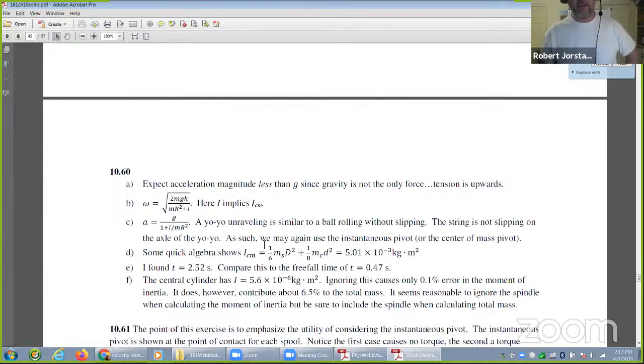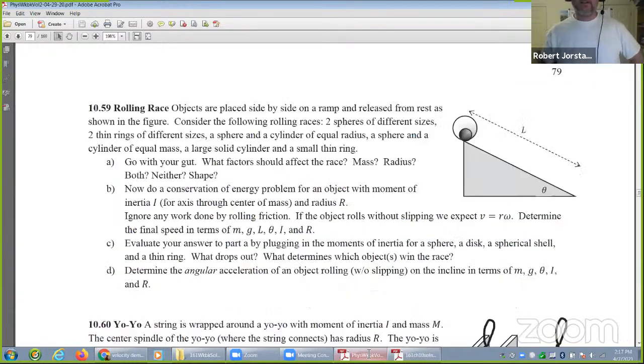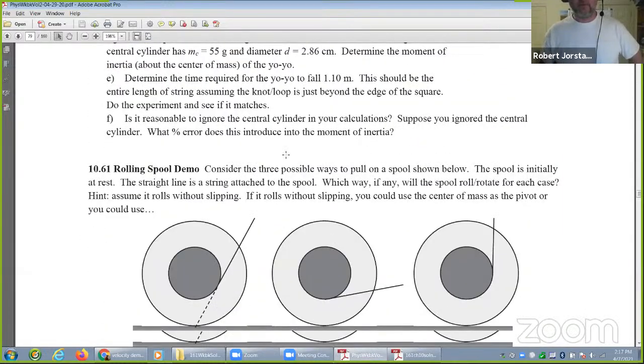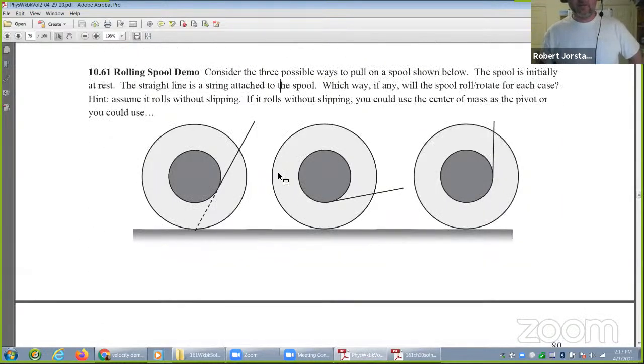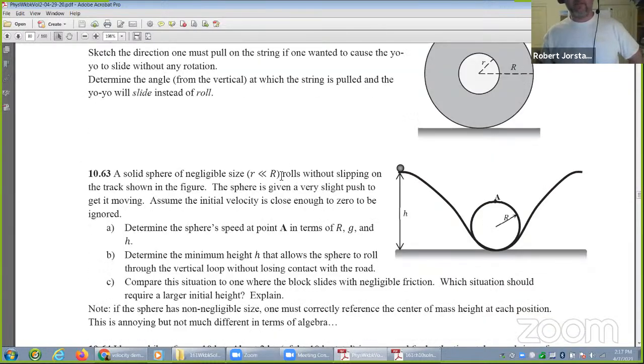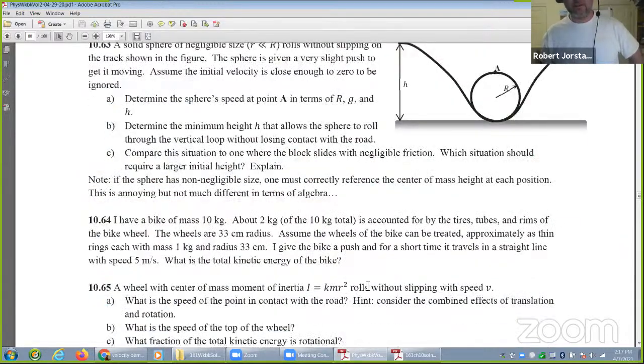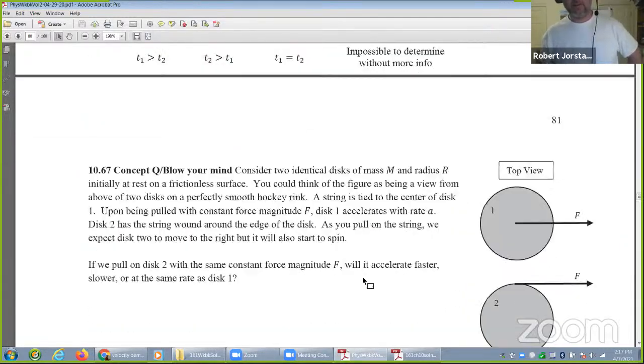Oh, man. And the yo-yo, woo. You could do the yo-yo problems later. Oh, man, this is such a cool demo. But we'll call that there. Oh, man, there's a good one. You could redo the ball one when it's rolling. Oh, yeah, there's some good stuff here.